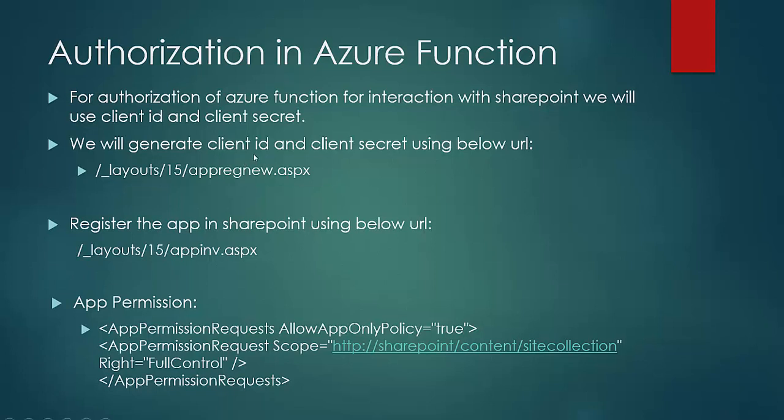We will be generating our client ID and client secret using this URL, that is appregnew.aspx. Then we will be registering our app in this URL, appinv.aspx, and then for giving permission to our app, we will be using the below code. In today's demo, we will be giving our Azure function full control over the site collection.